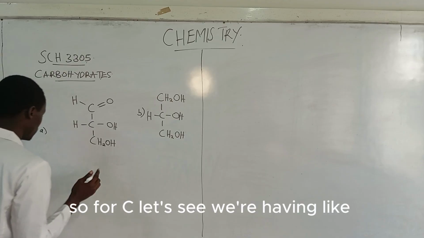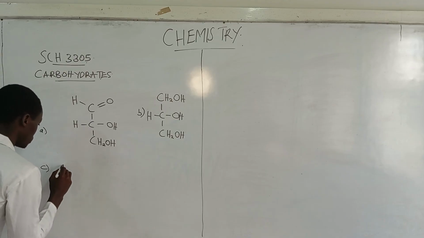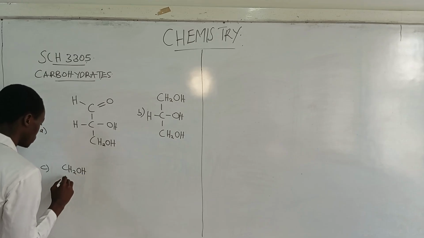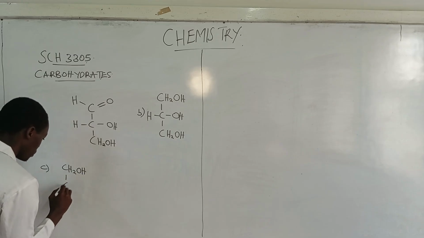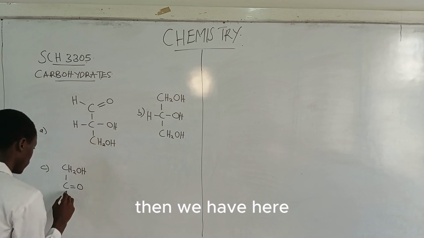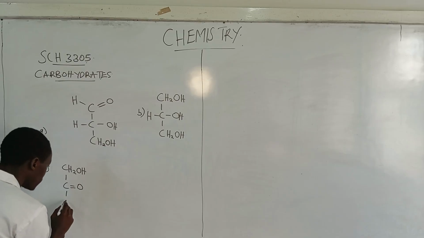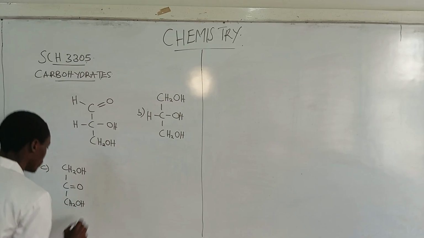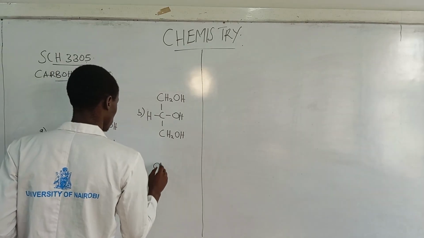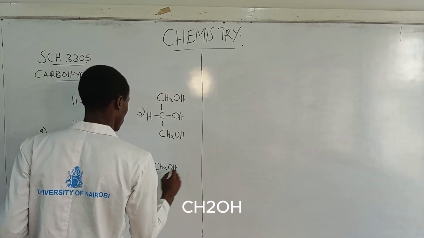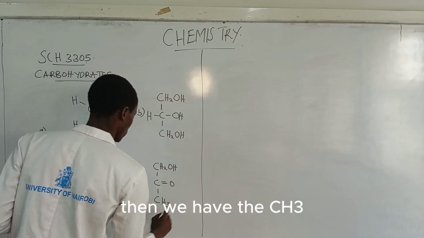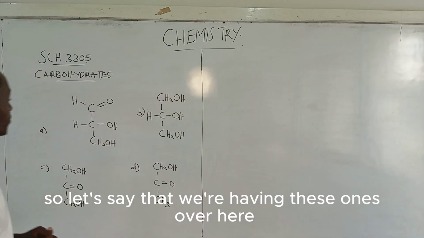For C, let's say we have CH2OH, then you have the carbon over here with the double bond to O, and you have CH2OH, then you have the CH. So let's say that we have these ones over here.